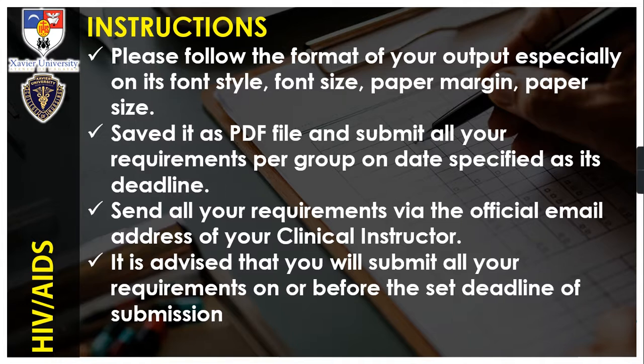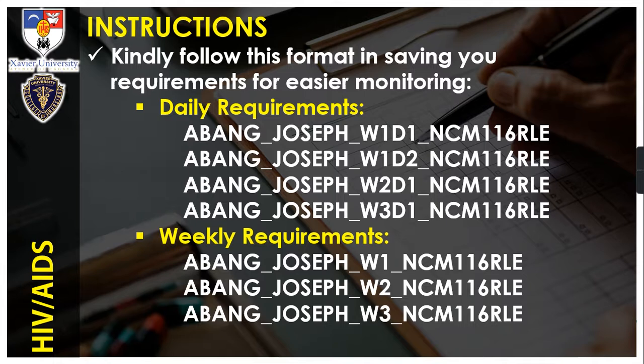It is also important for you to remember to please kindly follow this format in saving your requirements for easier monitoring. For daily requirements, an example is Abang_Joseph_Week 1 Day 1_NCM 116 RLE. And for weekly requirements, Abang_Joseph_W1 or Week 1_NCM 116 RLE. That's how you are going to save your file, for easier monitoring of those who have submitted the requirements on time or as early as possible.